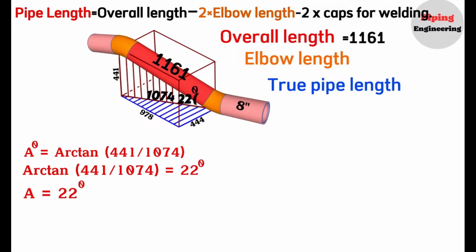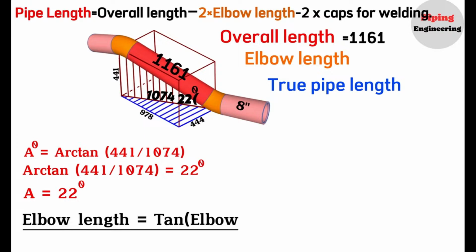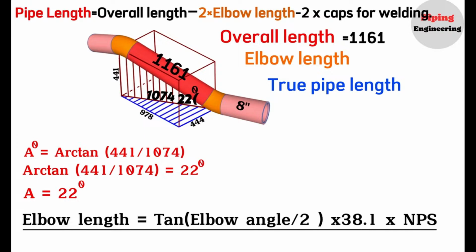Now we should find the length of the 8-inch 22-degree elbows. We will use this formula to find the length of the elbow, which we have prepared and shared in many videos previously. I will also include the links to those videos in the description below. The elbow length will equal the tangent of the elbow angle divided by 2 times 38.1 times the nominal pipe size (NPS) of the elbow. Now we will substitute our elbow angle and nominal pipe size information into this formula.